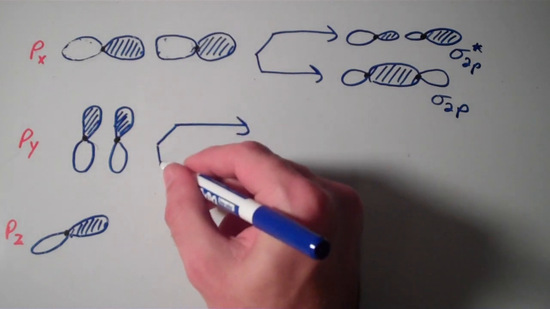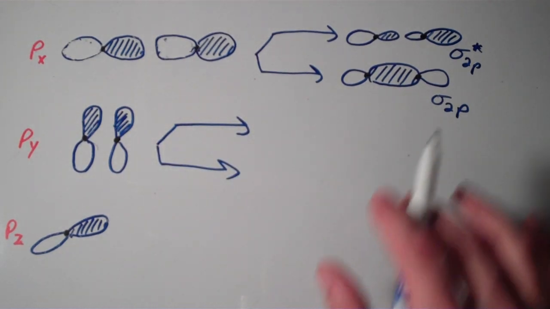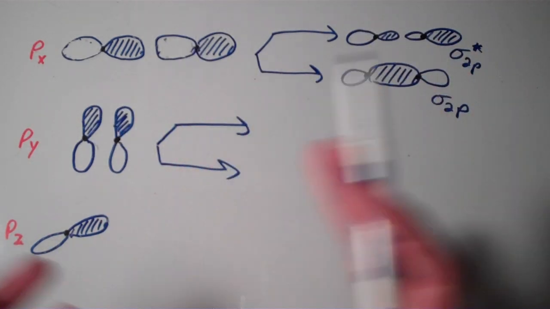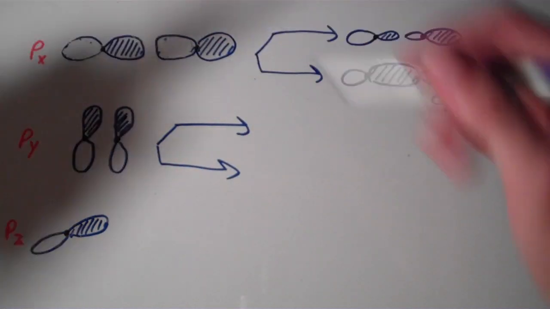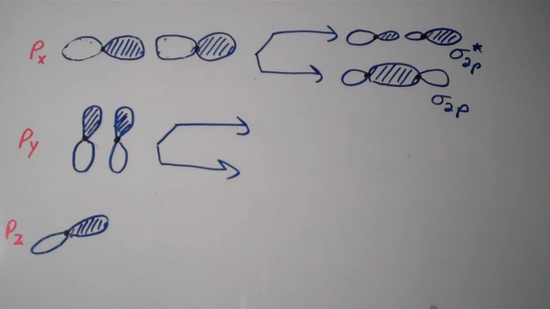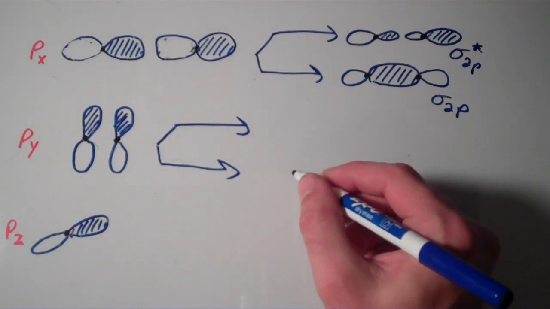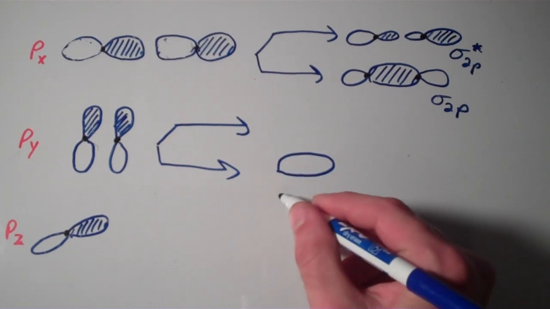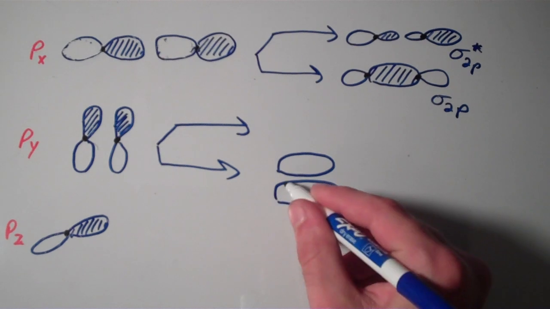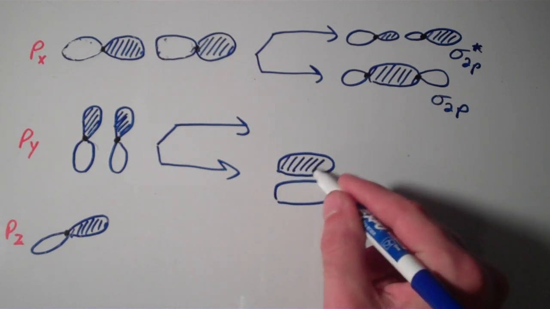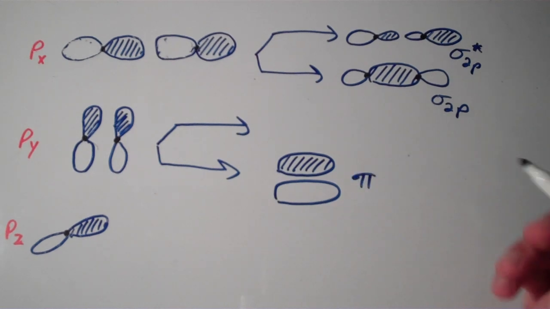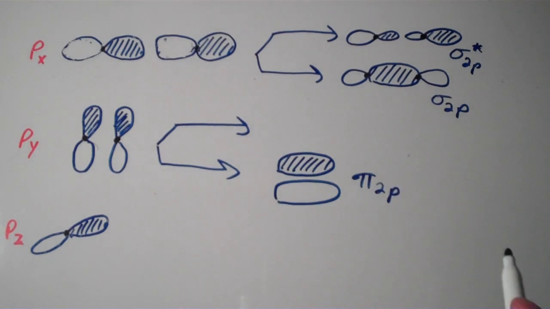And if we do this with a py orbital, it's going to look different than it did when we did the px orbital, because these py orbitals are overlapping sideways. They're not overlapping head-on. So the molecular orbitals are going to look like this. Okay, so there's one. This is called the pi 2p molecular orbital, and I'll explain that in a little bit.